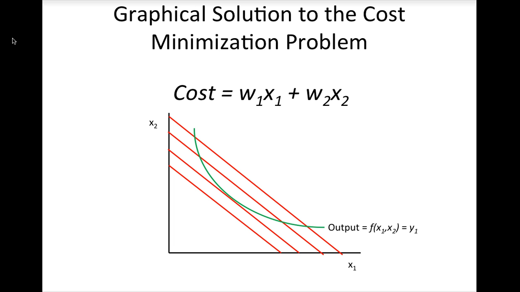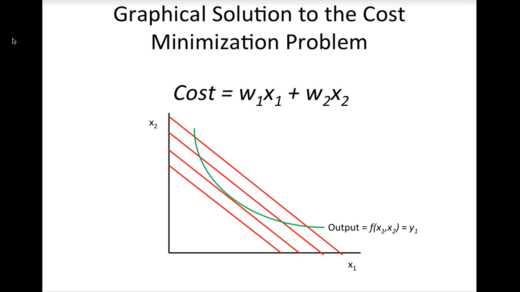You may recall that the solution to the utility maximization problem was the point where the budget line was tangent to an indifference curve. Similarly, in the firm's cost minimization problem, the cost minimizing input combination will be located at a point where the isoquant is tangent to an isocost line.